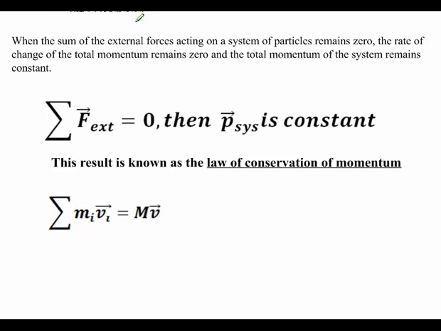When the sum of all the external forces acting on a system of particles remains zero, then the rate of change of the total momentum remains zero. In other words, the summation of all the masses and velocities initially will be equal to the summation of all the masses and velocities in the final, and this is called the law of the conservation of momentum.